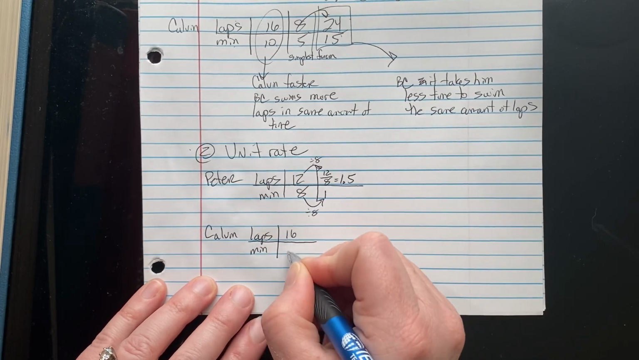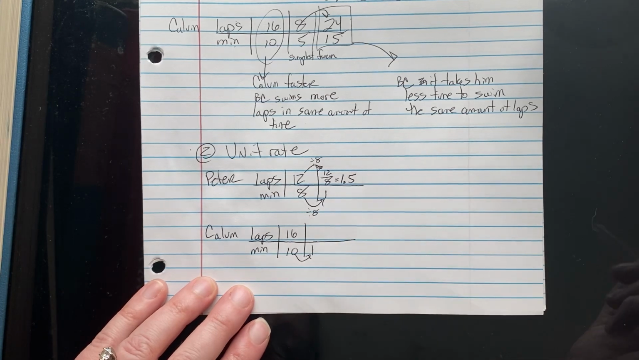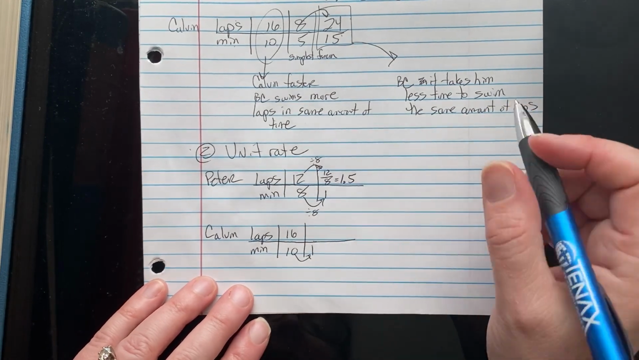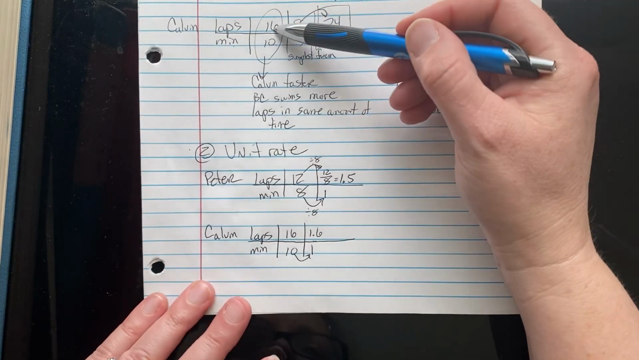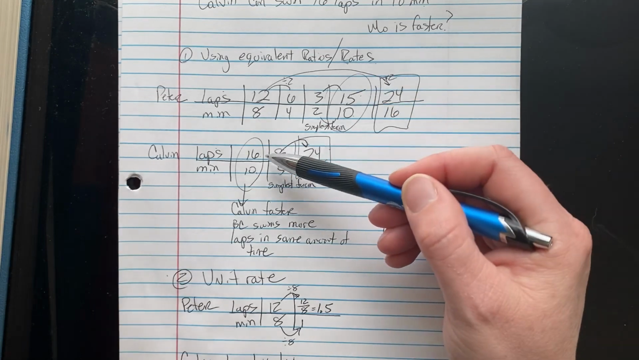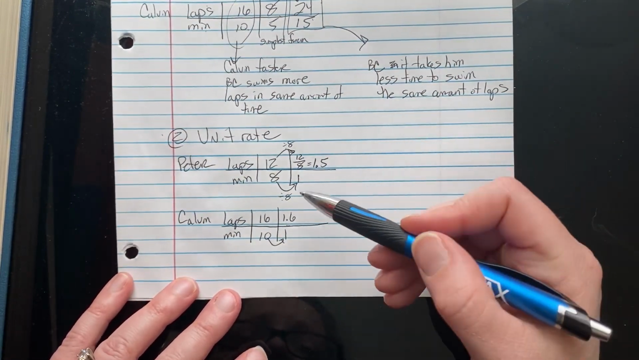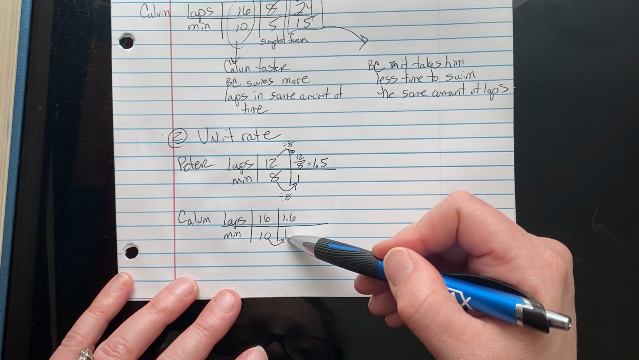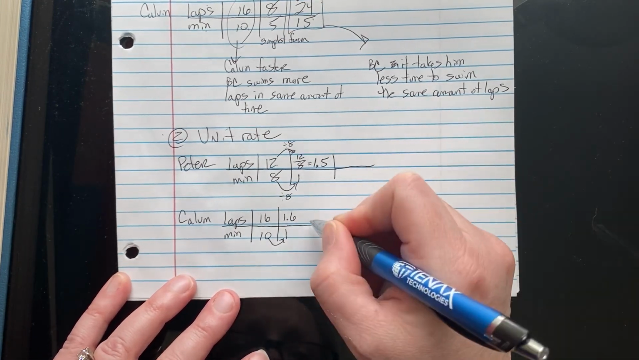Let me make sure I get Calvin in here and his laps per minute. He's going 16 laps in 10 minutes. I want to know how many laps he does in 1 minute. I'm dividing by 10. Now, you shouldn't need your calculator for that one. 16 divided by 10 is 1.6. So this is that relationship that we saw up here with an equal number of minutes, except now the equal number is 1. And I can still see that he's doing more laps per minute than Peter. He's still faster. That's good. We're still proving it yet again.